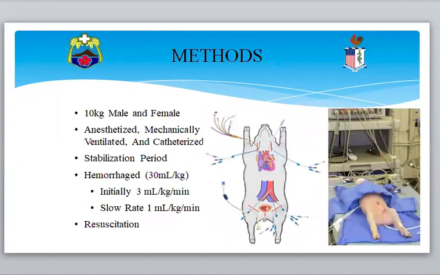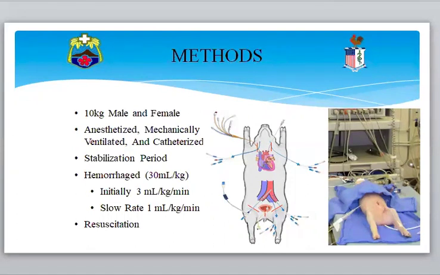Our model uses 10-kilogram pigs, which were anesthetized, intubated, mechanically ventilated, and catheterized in the pulmonary artery, internal jugular, femoral artery, and vein. After a period of stabilization, they were hemorrhaged at a fast rate followed by a slow rate for an approximately 40% total blood loss.